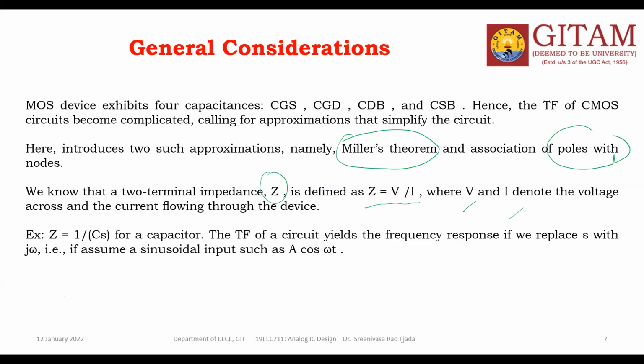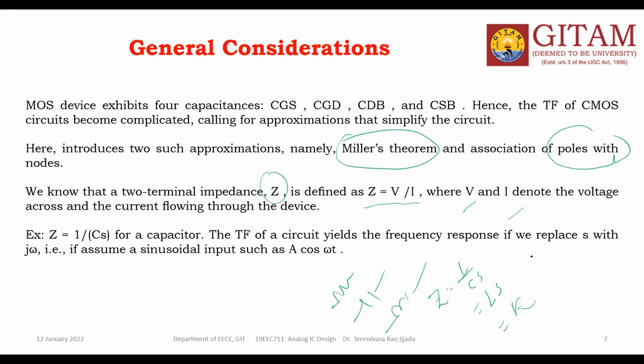So for example, Z is the impedance. Any two-terminal impedance means it may be a resistor or a capacitor or maybe an inductor or maybe a combination of any of these devices. That is called the two-terminal impedance. Suppose Z is equal to 1 by Cs for a capacitor, Z is equal to Ls for an inductor, and Z is equal to R for a resistor.